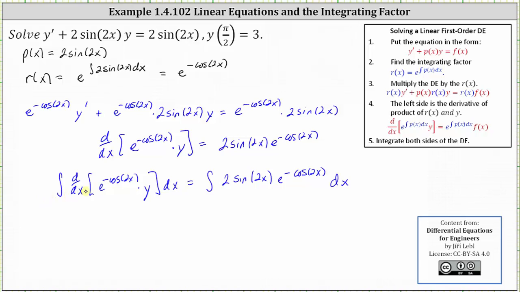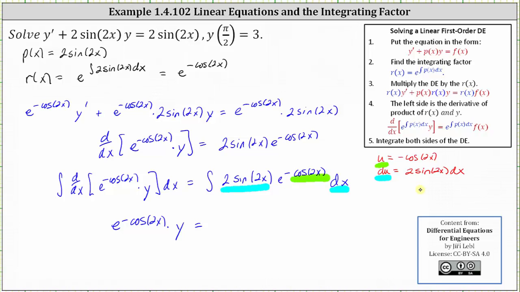On the left, integral undoes the derivative, and we're just left with the integrating factor times y. On the right, we need to perform another u substitution, where now u is equal to the exponent of negative cosine 2x, which indicates differential u is equal to negative sine 2x times 2, or just 2 sine 2x dx. This is good news. We now know that 2 sine 2x dx is equal to du, and negative cosine 2x is equal to u.